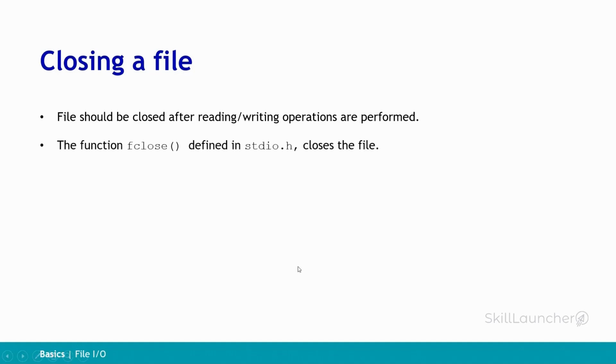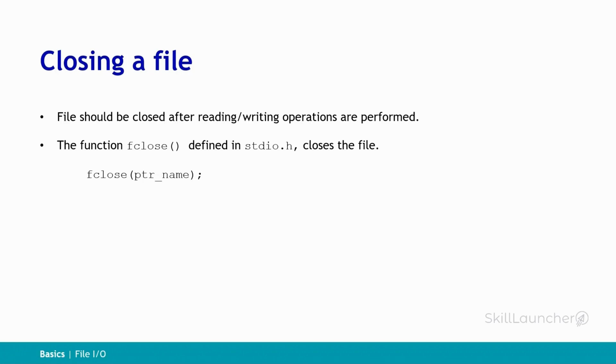Now comes closing a file. It is a good practice that the file should be closed after reading and writing operations are performed on it. Closing a file is performed using the fclose function, which is defined in stdio.h. The syntax for fclose is the fclose keyword followed by round brackets which take a single parameter, that is the pointer name associated with the file.